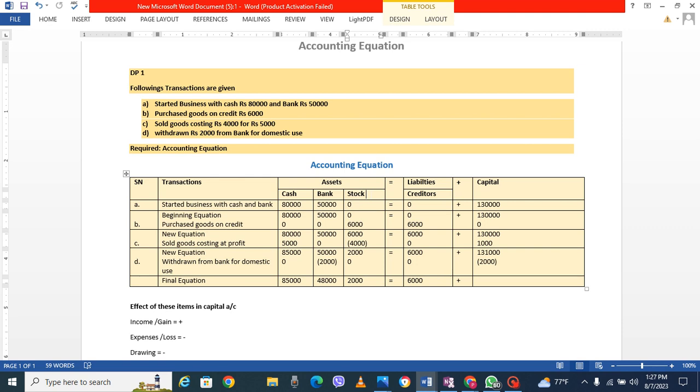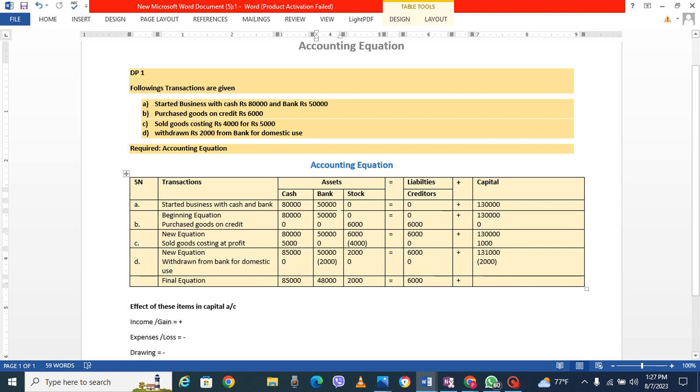So now let's proceed to how to treat this. At first, write A in SN for transaction A. Under transaction, you have to give a brief explanation of the transaction, that is a narrative form. So you have written here, started business with cash and bank. Under cash, you have brought 80,000 rupees, and under bank balance, you have 50,000 rupees.